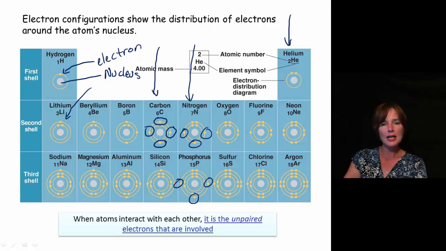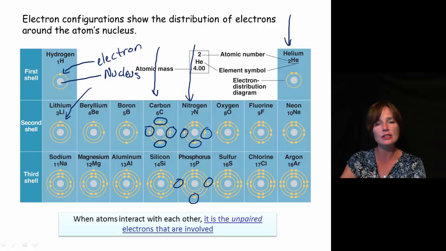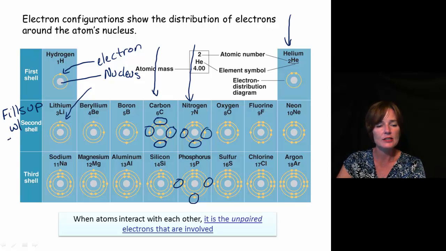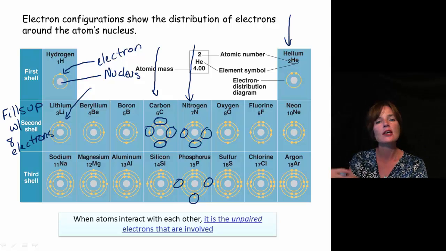Okay, so stable atoms will manage to obtain a full ring on the outside, and that full ring is going to have a partner for everybody. The second shell, the second ring, fills up with 8 electrons. So if carbon was to obtain a partner for each of its 4 electrons that it has, it would have 8 total in that shell. That would make it stable. Nitrogen would need to get 3 more because it already has 5.